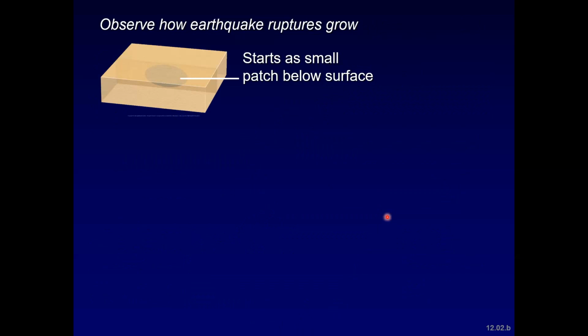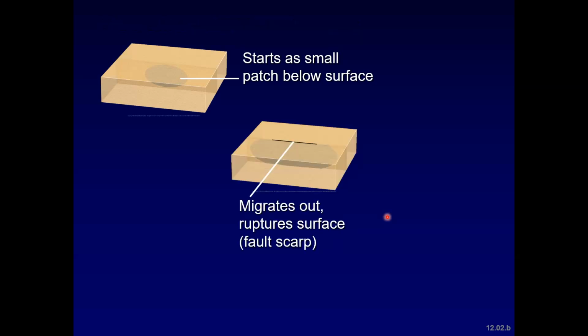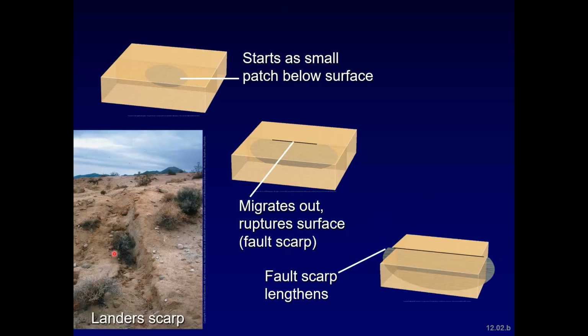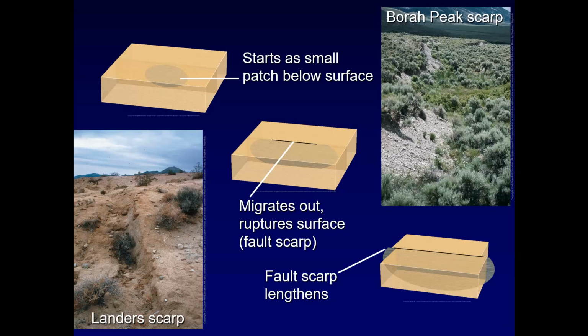All right, so earthquake ruptures. Under stress, we can have a rupture beginning as a small patch below the Earth's surface. With continued stress, it'll migrate out. It ruptures or breaks the Earth's surface, and we call that a fault scarp. Over time, it'll lengthen during an earthquake. It might look something like this. This is the Landers Scarp. It's like a tear in the Earth's surface. Or the same with the Borah Peak Scarp. That's Idaho.